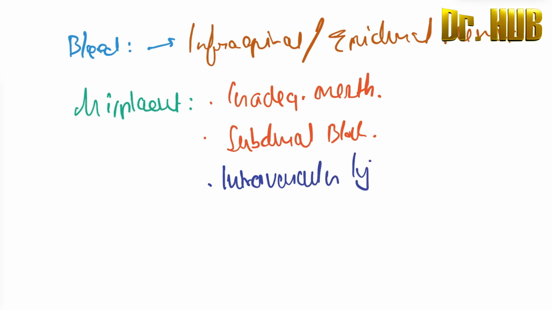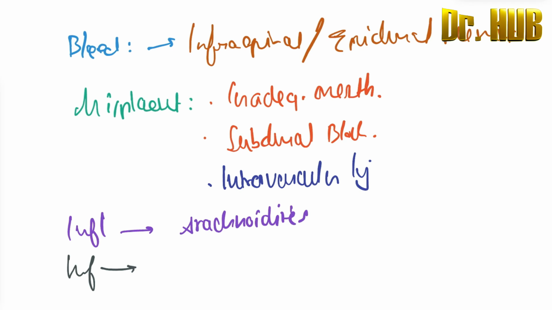Then we move on to inflammation. Under inflammation, it can be due to arachnoiditis. Next is infection. Under infection, it will be due to meningitis or epidural abscess.